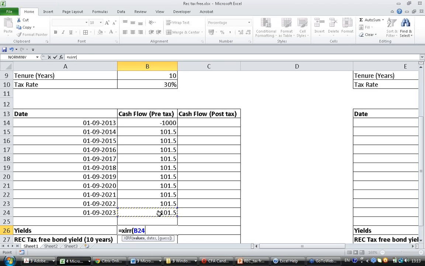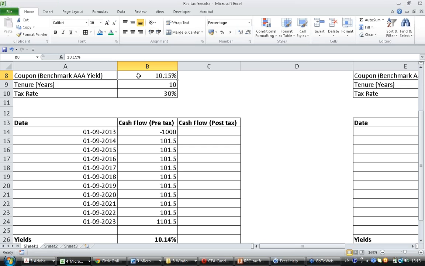XIRR. Select all of this, the cash flows. Select all these dates, and you will get 10.14 as the yield. Remember, this is very close to what we have seen here, 10.14 as input. At this moment it is fine. So let's find out, but remember this 101.5 is taxable.